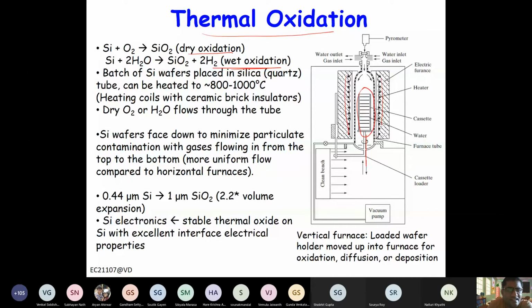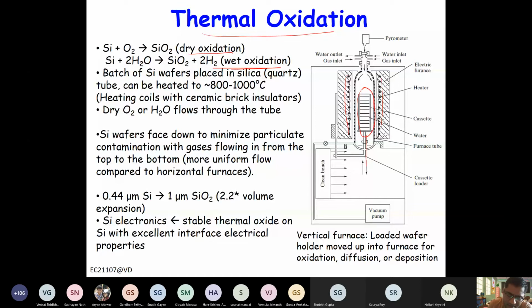But if you want to precisely control, let's say you want to grow the gate oxide, then we will use dry oxidation. The quality of oxide is also much better in the case of dry oxidation. So both can be done using this furnace. In this furnace, the gases are injected from the gas inlet. It can be dry oxygen or with some water content, right? And they flow from top to bottom.